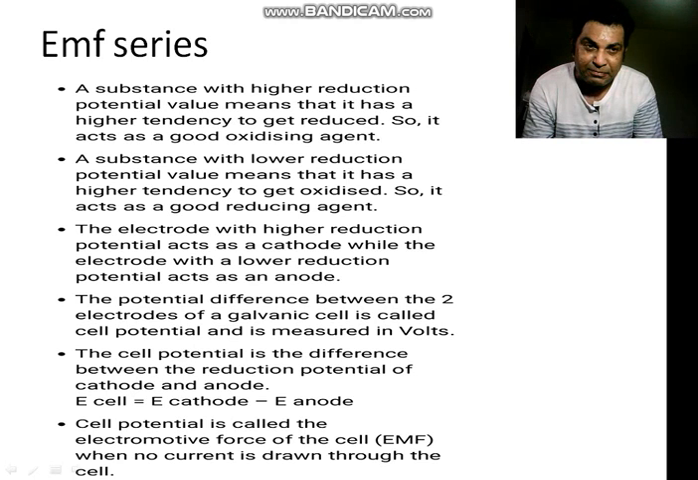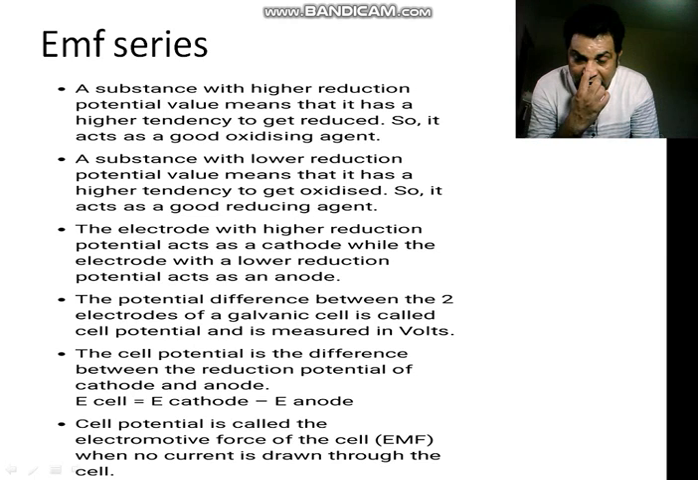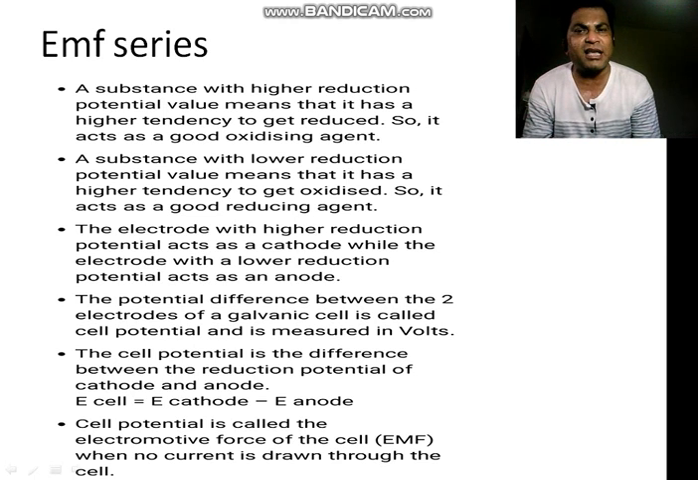Now here also I am explaining for you: a substance with a higher reduction potential value has a higher tendency to get reduced. The higher the value, the more the reduction, right. That's why it will behave as an oxidizing agent. So the upper ones are oxidizing agents and the lower ones are reducing agents. A substance with a lower reduction potential value has a higher tendency to get oxidized, so it acts as a reducing agent. The electrode with the higher reduction potential acts as a cathode while the lower electrode acts as an anode.